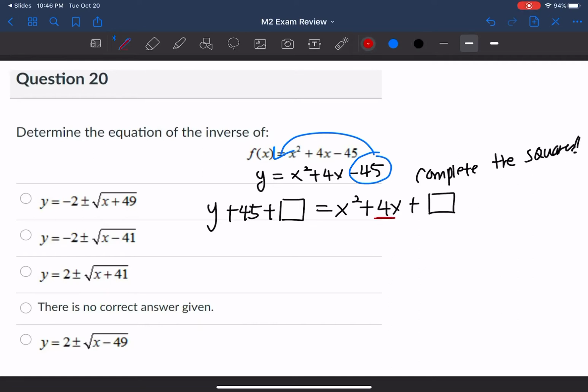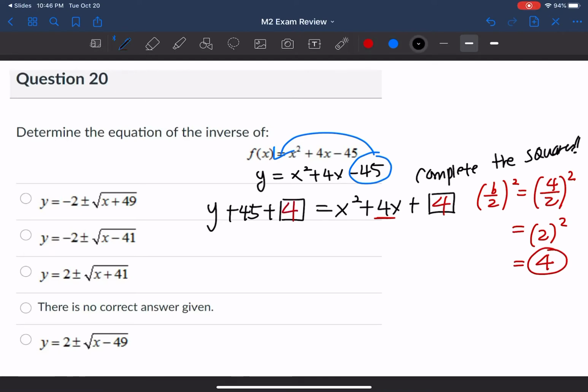Your b is 4. So b over 2 squared becomes 4 over 2 squared, which is 2 squared, 4. So you're adding 4. So the left becomes y plus 49. Now you have to factor this. X plus, what do you put here? You don't put 2 squared. You have to put b over 2. b was 4. So 4 over 2, which is 2. Okay, so please remember when you factor a binomial, you have to use b over 2, not b over 2 squared. Okay, we are done.